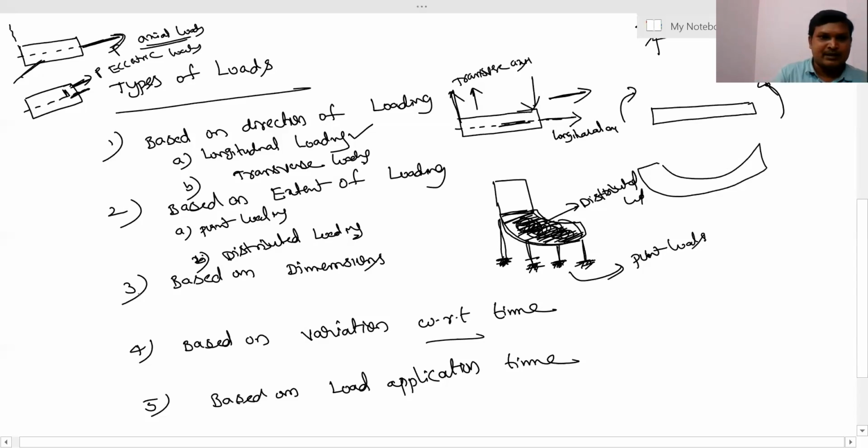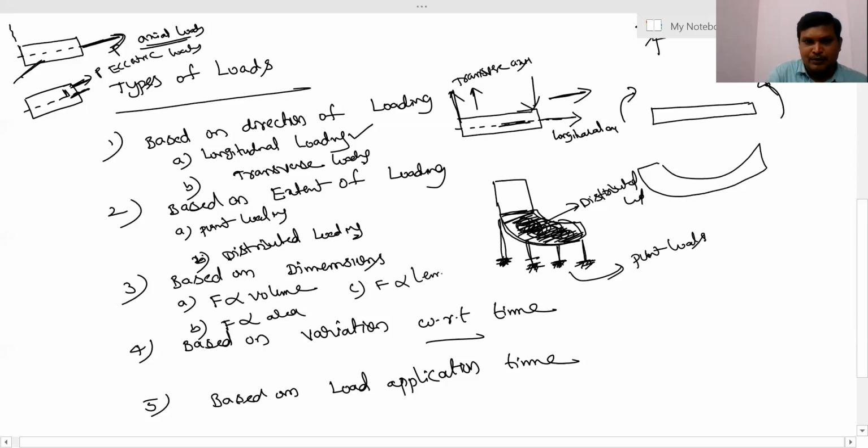And coming to the classification based on dimensions: A, the force is directly proportional to volume, or B, the force is directly proportional to area, or C, the force is directly proportional to length. Some examples where the force is directly proportional to volume are buoyancy force, weight force, and centrifugal force.